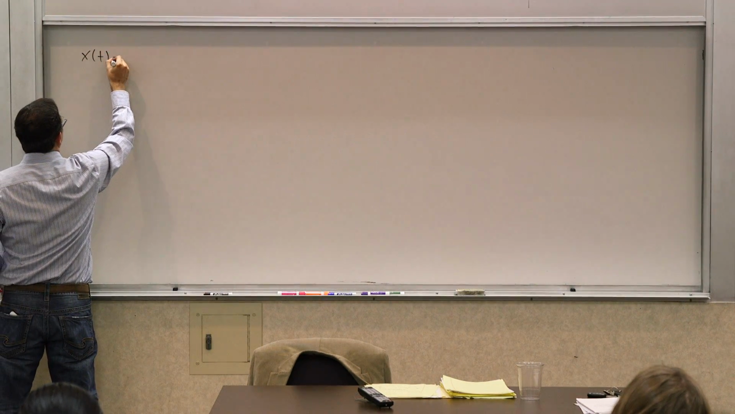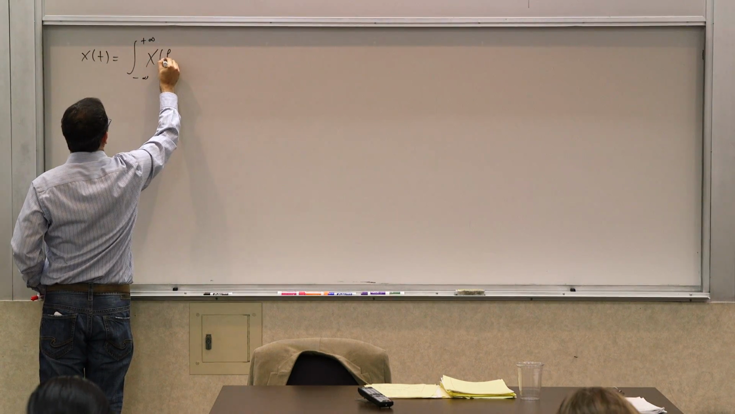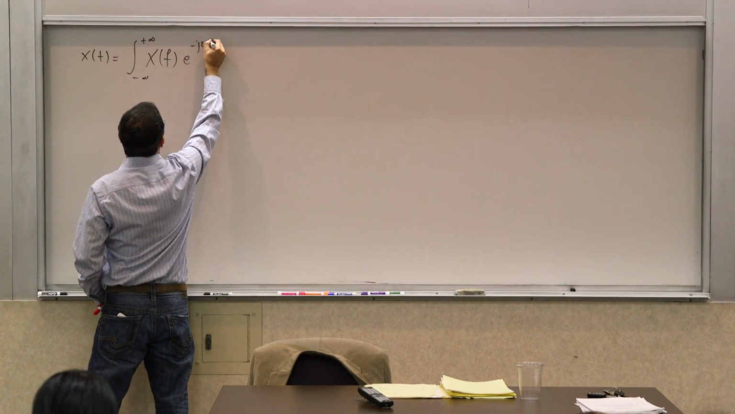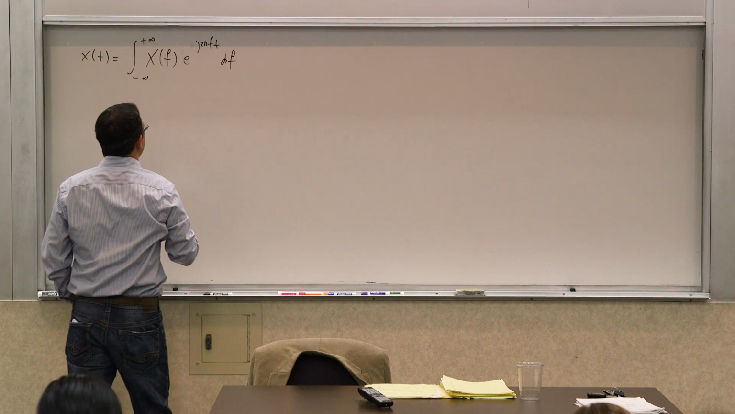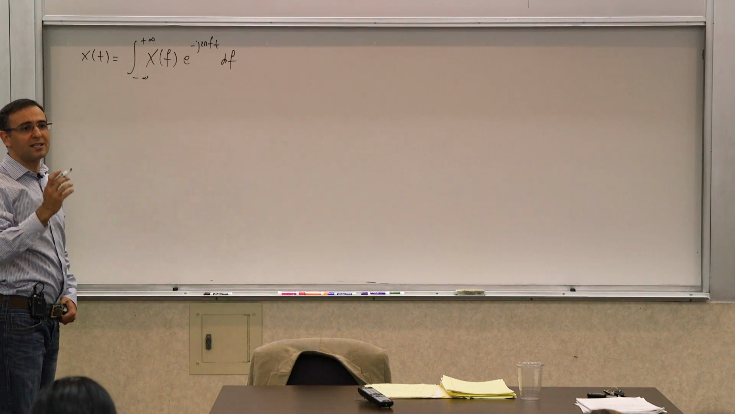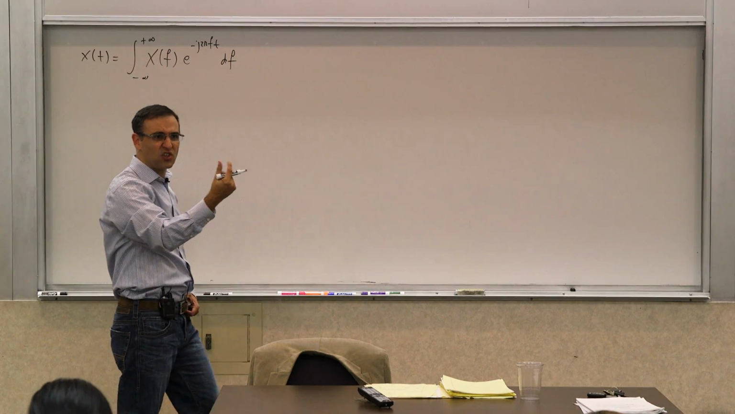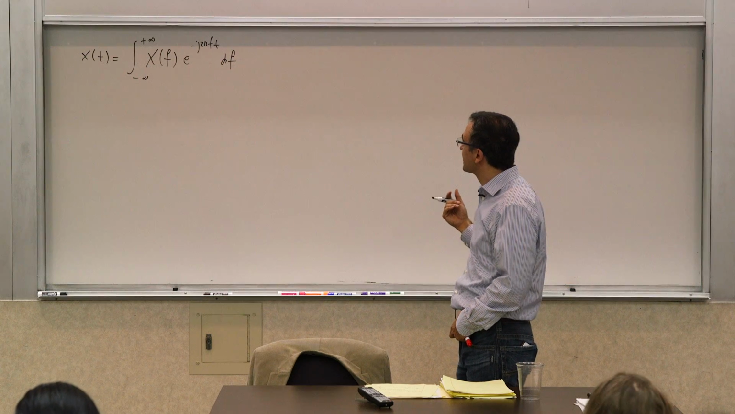x of t is the integral from negative infinity to positive infinity of capital X of f, e to the negative j 2 pi ft df. Now, this is an integral, right? But you can approximate an integral, you remember we've done this several times in the past, as a sum, right? So how do you approximate an integral as the sum?